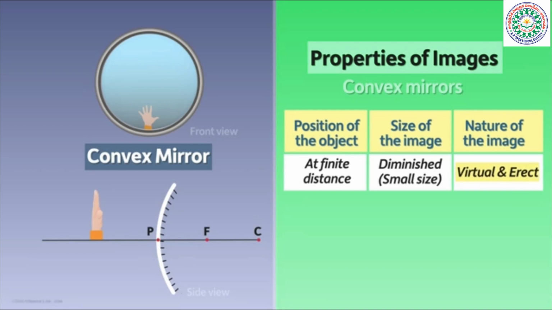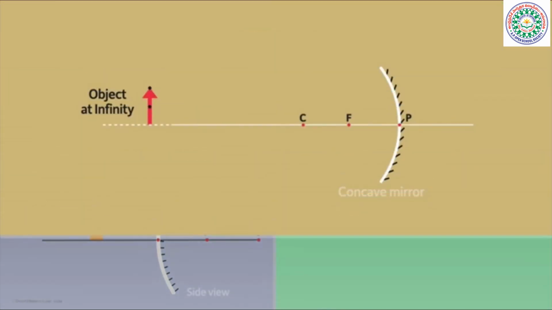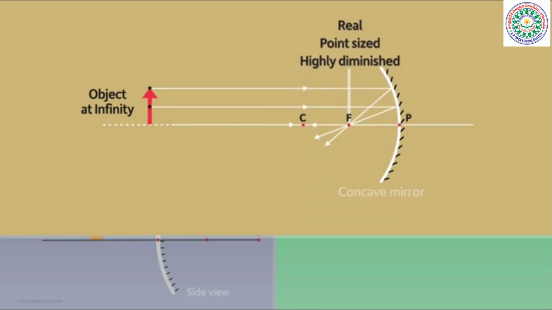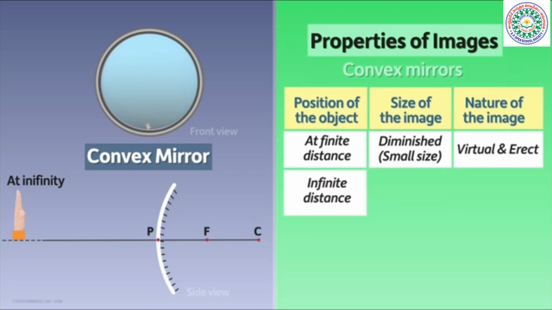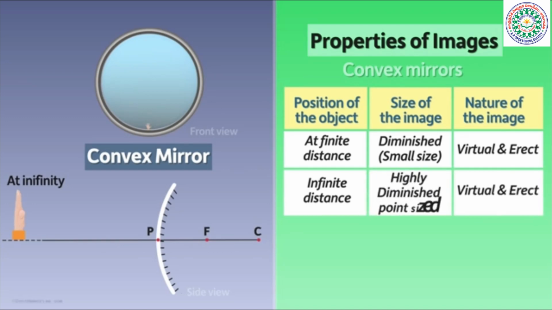You know what's coming next, don't you? Yes. What if the object is infinitely far away? Well, in the case of a concave mirror, when the object was infinitely far away, the image was formed at a single point. It was real, point-sized and a highly diminished image. Point-sized means that the whole image of the object is formed at a single point. Here too, the same thing happens. The image formed is indeed point-sized, but here the image is a virtual image. So when the object is kept at infinity, the image formed is virtual, point-sized and highly diminished.